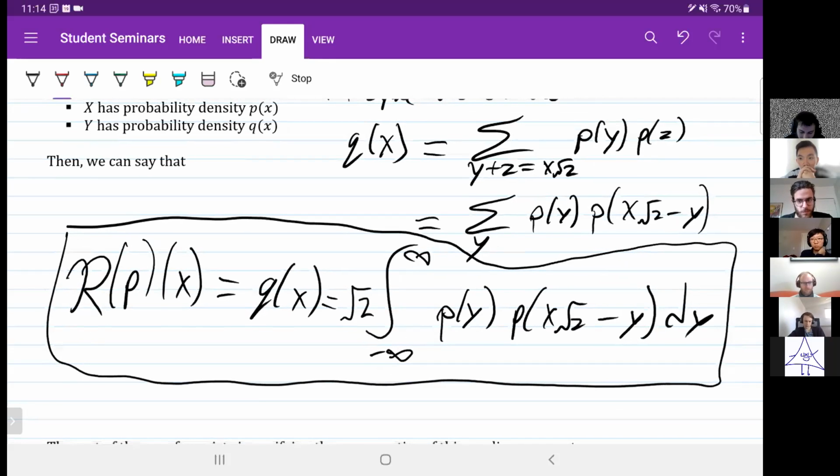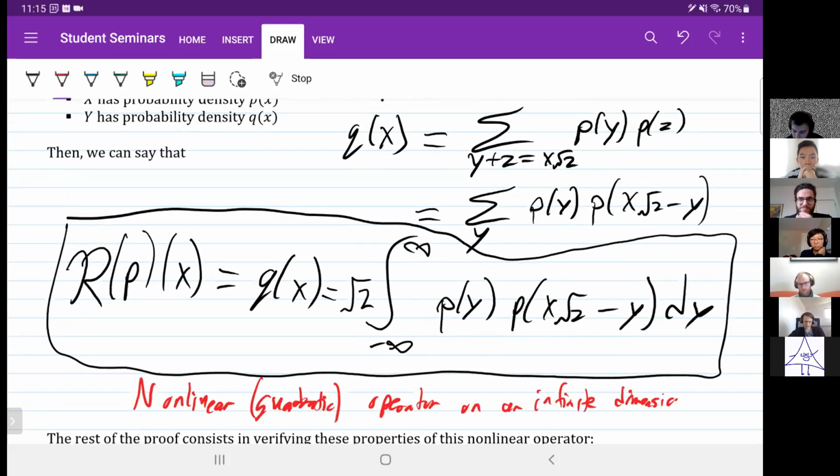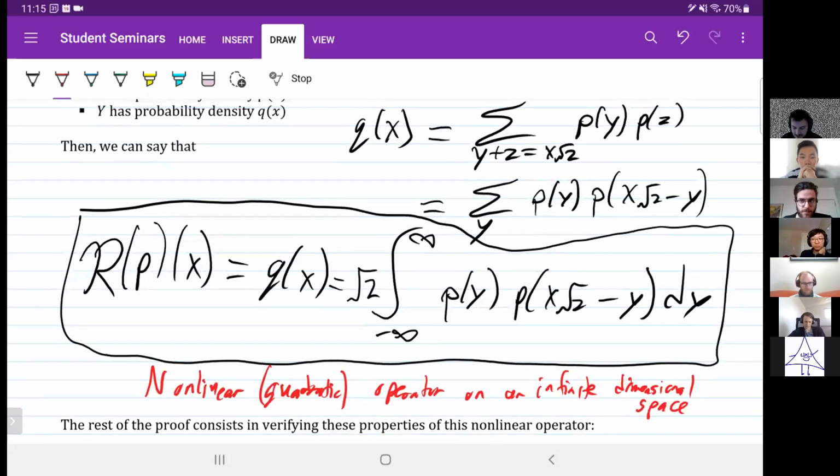So this operator, now that we've written it, is a nonlinear, quadratic operator on an infinite dimensional space. Which is to say, this thing's awful. But in this case, it's actually not so bad. I won't deal too explicitly with it, but if we wanted to prove the central limit theorem from here, now that we have our operator, we just need to verify a couple of properties about this operator.